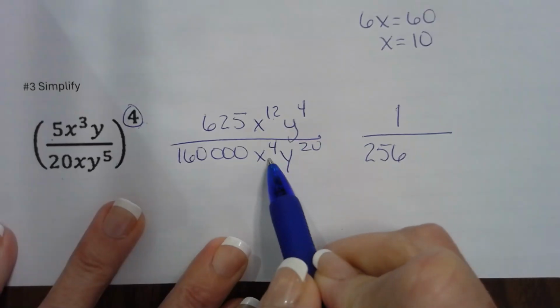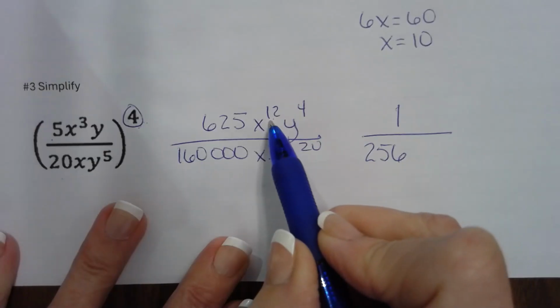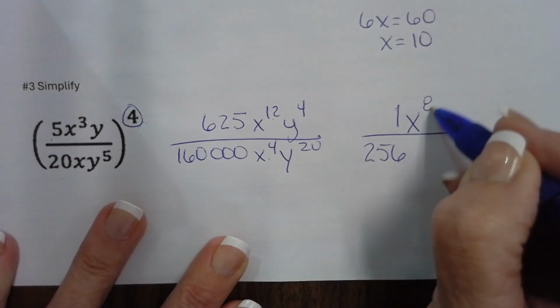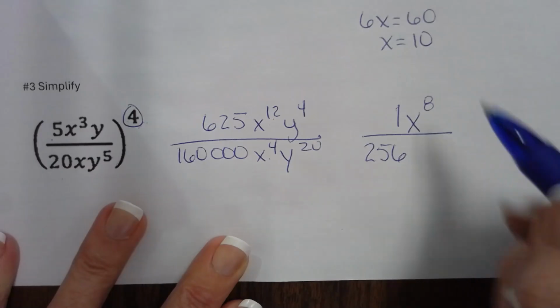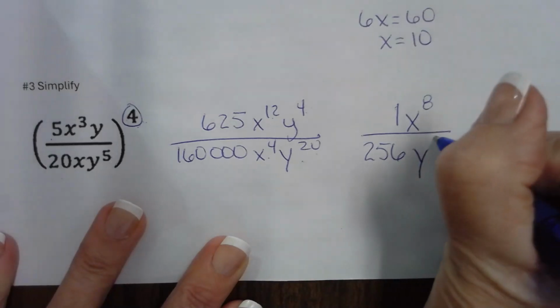I'm subtracting powers, and if I just go ahead and put the variables where they go to begin with, then I don't have to worry about a negative power. So it's bigger on top, and I'm going to subtract, and I get x to the 8. Y is bigger on the bottom, and I'm going to subtract, and I get a 16.